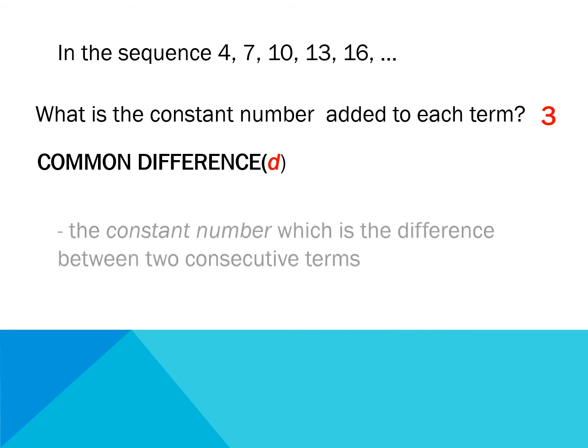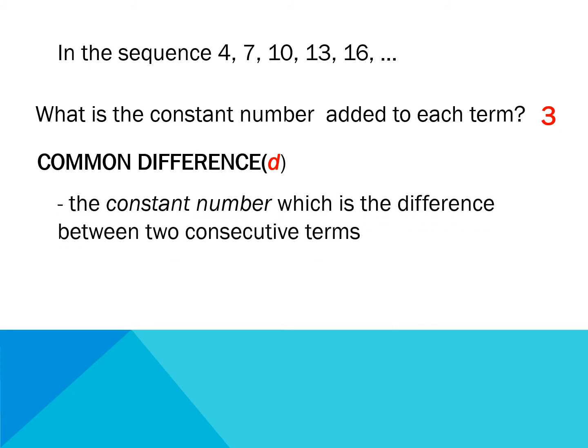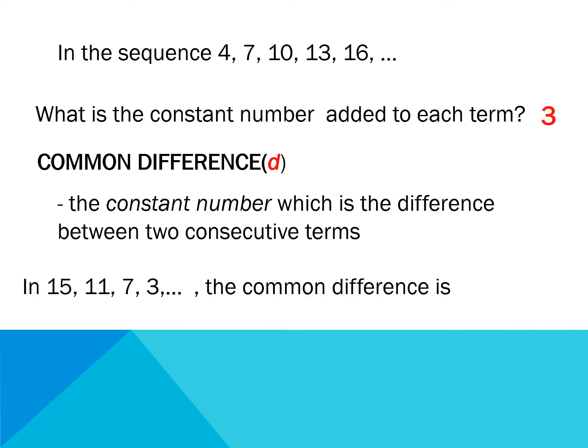The common difference is the constant number, which is the difference between two consecutive terms of an arithmetic sequence. Let's have another example: 15, 11, 7, 3, and so on. If you observe, our numbers are getting smaller, so we can say that our difference is a negative number, and that is negative 4. Got it? Very good.